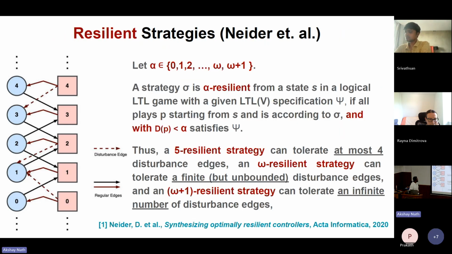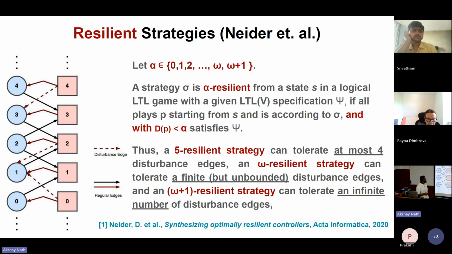Now we come to the notion of resilient strategies. There's a lot of text. I had added animations, but okay, let's focus on one at a time. So let alpha belong to this set, right? You have the set of natural numbers, you have omega or omega plus 1. Omega essentially means it contains all natural numbers. Omega plus 1 means that it contains natural numbers as well as omega. Now I'll come to the semantics of that in a second.